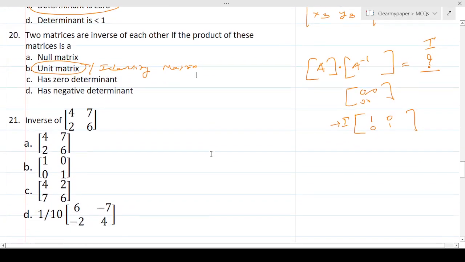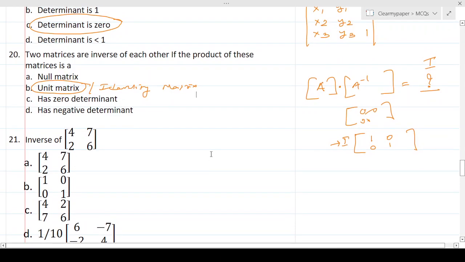Okay. Now let's take another example. Again, it's the inverse of a matrix, but this time we have numbers. We are given a 2 by 2 matrix, 2 rows and 2 columns. What is the inverse of this matrix, which is 4, 7, 2, 6?